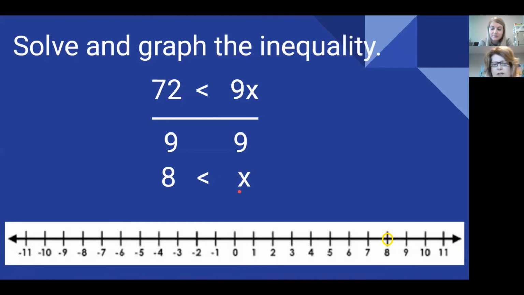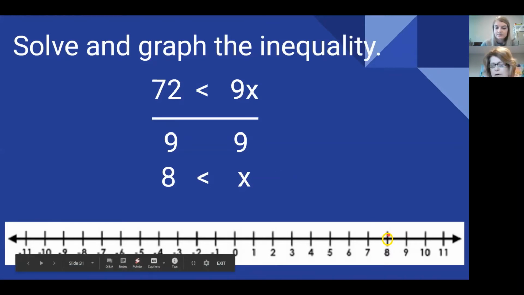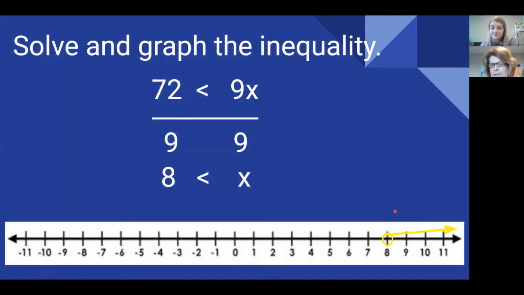All right, so we have an open circle on 8, and now we have to think. All of our x's, all of our answers are going to be bigger than that. So that means my arrow has to go to the right. Now let's just say you're at home and you're like, oh man, I can't remember which way that arrow goes. Well, we have a great way to figure that out. You pick a number under that arrow and try it.